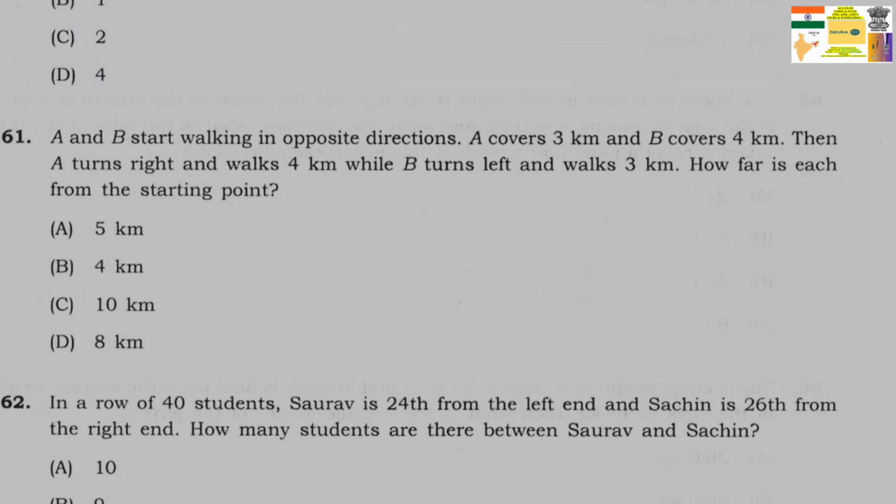Option A is 5 kilometer, option B is 4 kilometer, option C is 10 kilometer and option D is 8 kilometer. আপোনালোক এ আৰু বিৰ স্টাৰ্টিং পইণ্টৰ পৰা ফাৰৰ ডিষ্টেঞ্চ হ'ব অপশ্যন নম্বৰ এ, that is 5 kilometer.